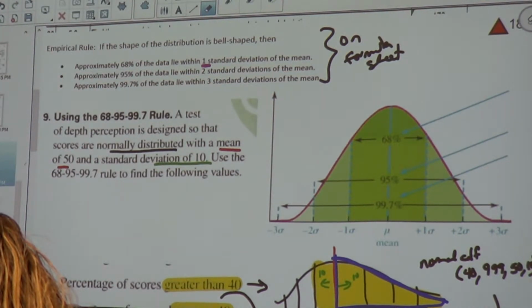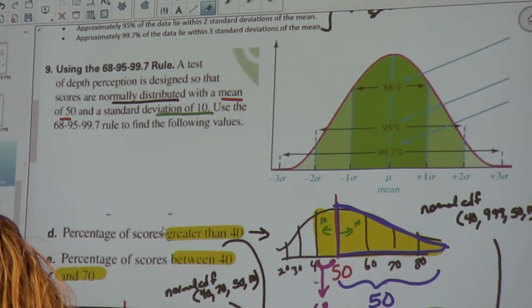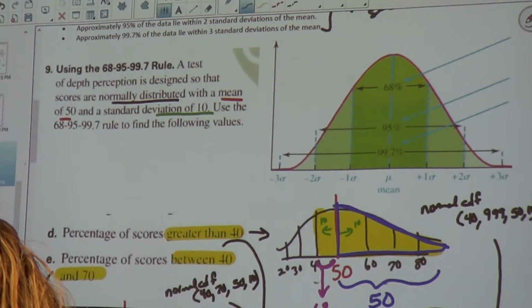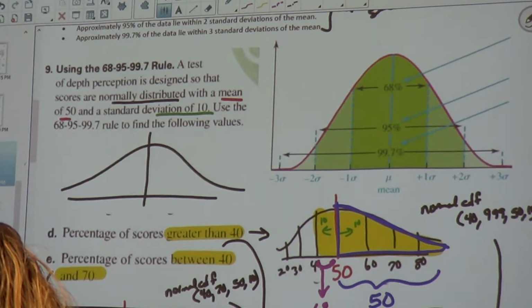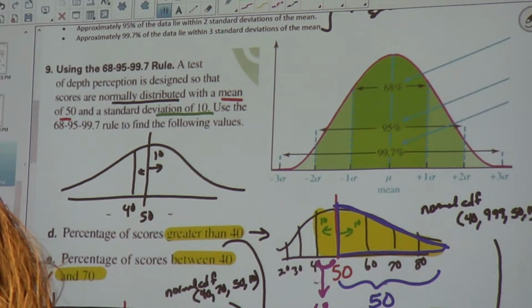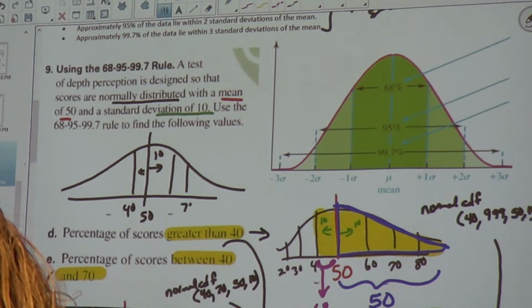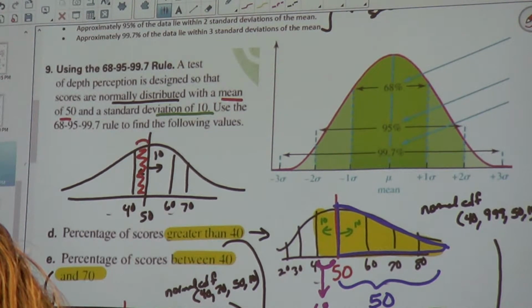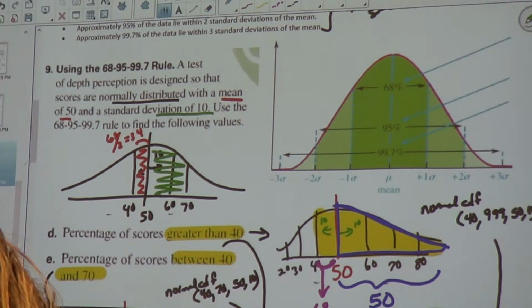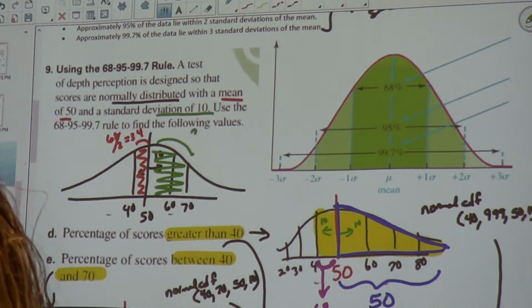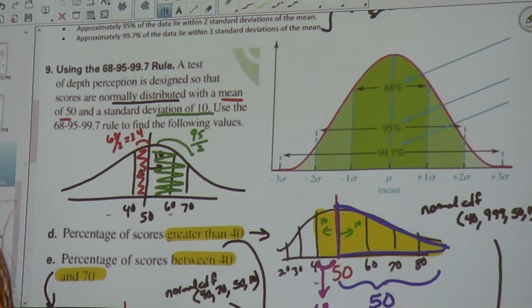The good news about this, between 40 and 70, let me do that one before I move it down. Between 40 and 70, we have a normal distribution with a mean of 50, a standard deviation of 10. So this is going to be 40, 50, 60, 70. I am one jump to the left, which is a 68 cut in half. Y'all with me? I am two jumps to the right, which is a 95 cut in half. So it's going to be a 34 plus a 47.5. Y'all with me?